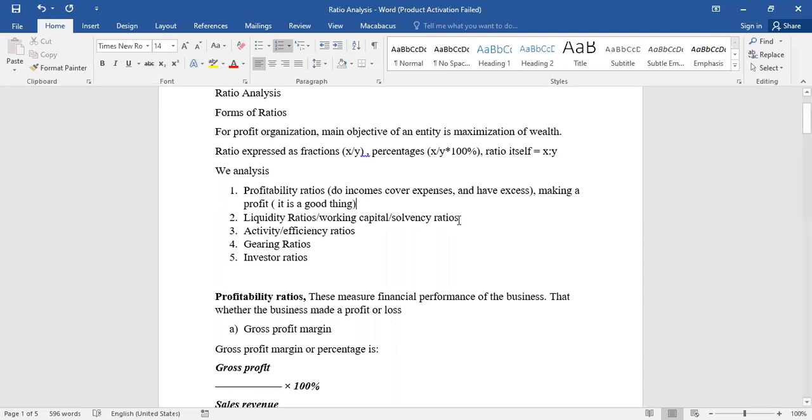Then liquidity talks about things to do mainly with cash. Do you have enough cash, or are you liquid enough? It's on a condition that you meet your obligations.